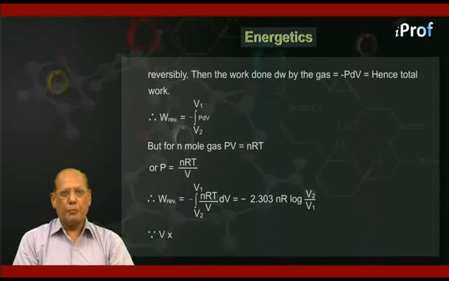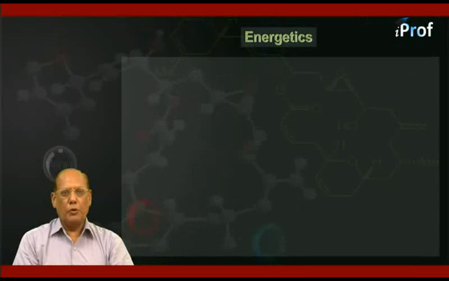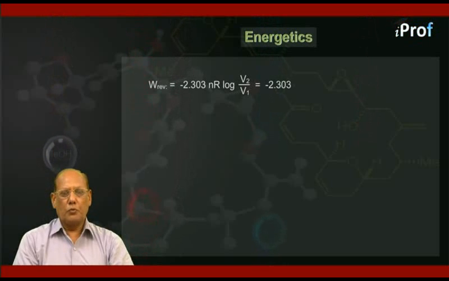Since V is proportional to 1 upon P at constant temperature, hence W reversible is equal to minus 2.303 nRT log V2 by V1, and this is equal to minus 2.303 nRT log P1 upon P2.